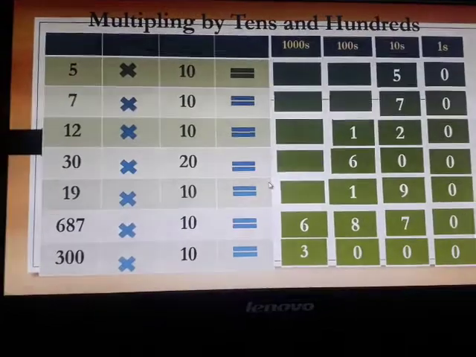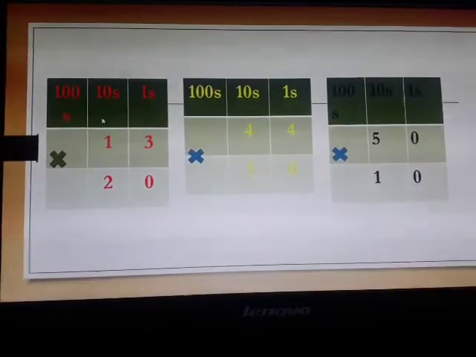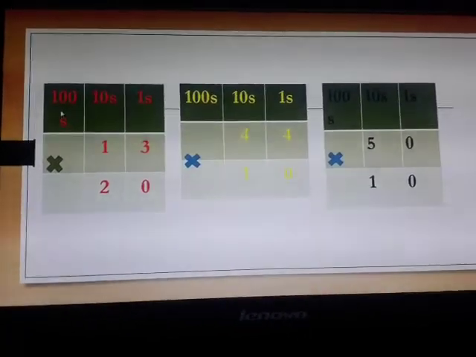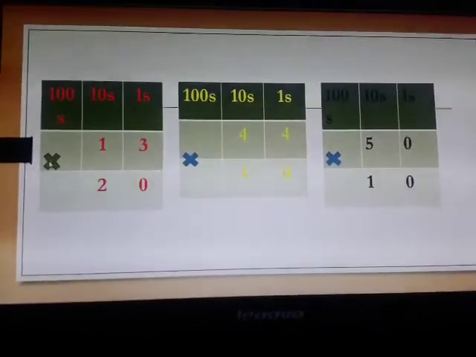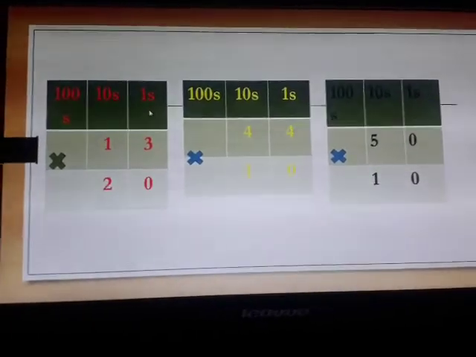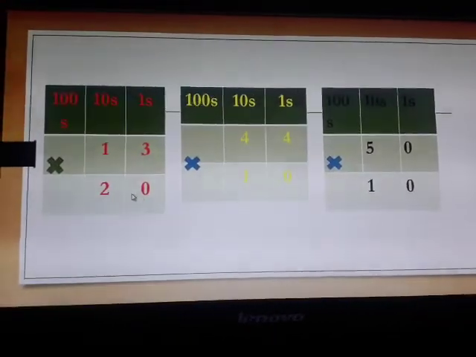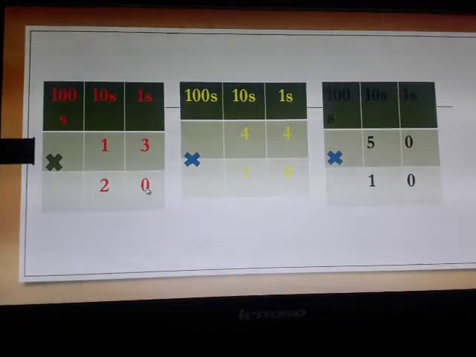Now let's move on to the second slide. Yes, here I wrote some examples of 2-digit multiplied by 2-digit. Now hundreds, tens and ones, 3 position numbers are here. Here in the first example, 13 multiplied by 20 is there. 20 is a multiple of 10. So write this 0.